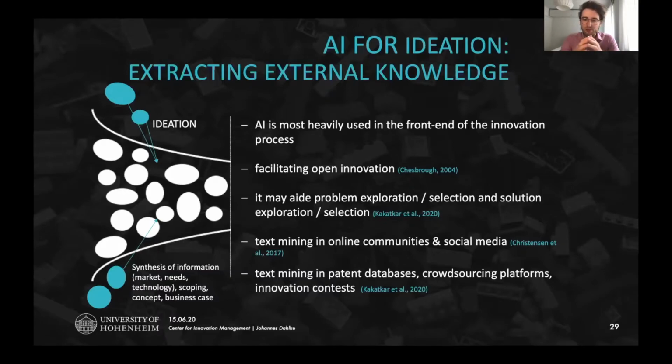Now, the other activity is once you've identified a problem you'd like to address, you need to find a solution, a technical solution, how you want to address this problem. And this is the activity of solution exploration and selection. And here, AI might as well come into play in the form of text mining, but not being applied to online communities, but to patent databases, for example, or crowdsourcing platforms, or online innovation contests where companies set and introduce a technical problem and then ask individual developers or startups to come up with solutions to this problem.